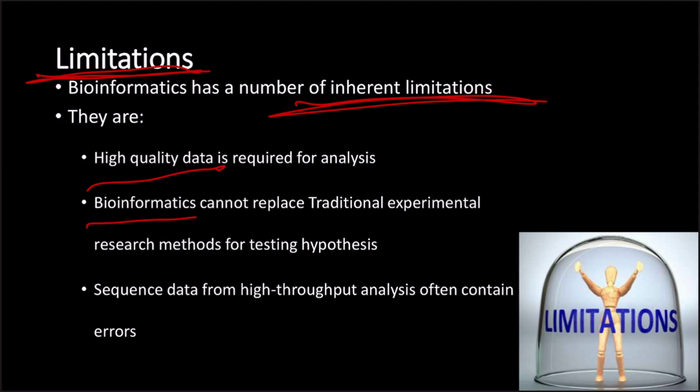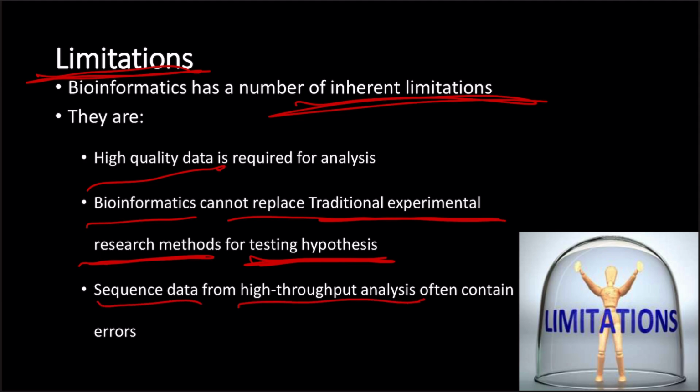Next, bioinformatics cannot replace the traditional experimental research methods, the trial and error method for testing the hypothesis. So this is one more disadvantage of bioinformatics. Next is the sequence data which we obtain by high throughput analysis. If it is error prone and has a large number of errors, then it will lead to errors in the downstream analysis done by bioinformatics, as it is going to process data which already contains errors following the high throughput analysis.